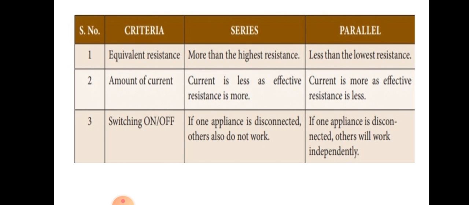Amount of current क्या होगा series में, current is less as effective resistance is more, whereas parallel में क्या होगा, current is more as effective resistance is less. And third criteria, switch on and off. For the series, if one appliance is disconnected, others also do not work, whereas in parallel, if one appliance is disconnected, others will work independently. So this is about the system of resistors.